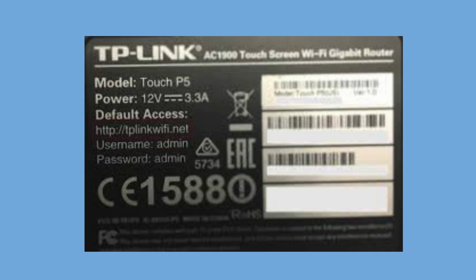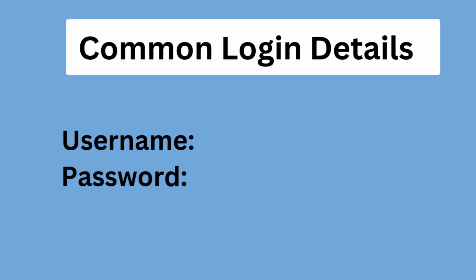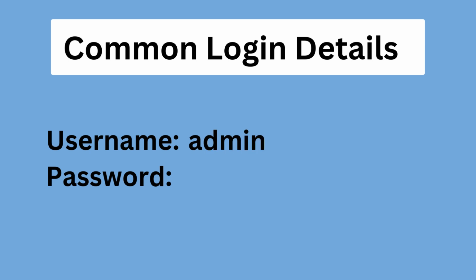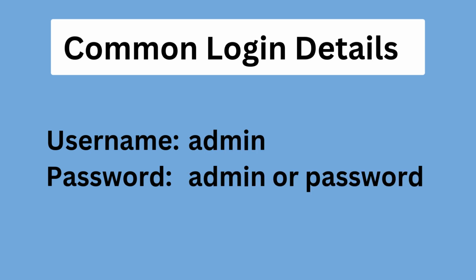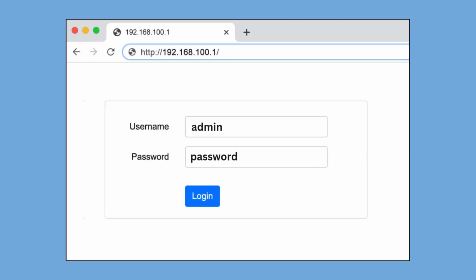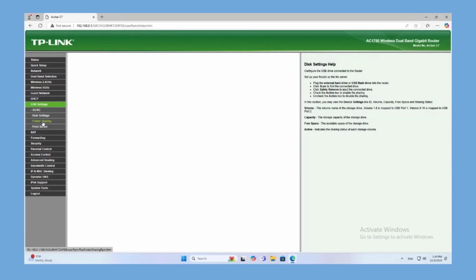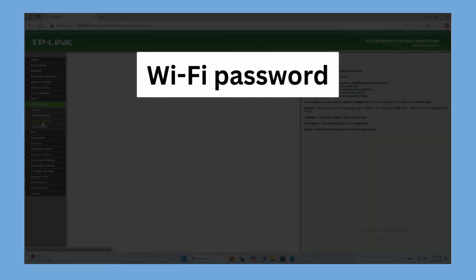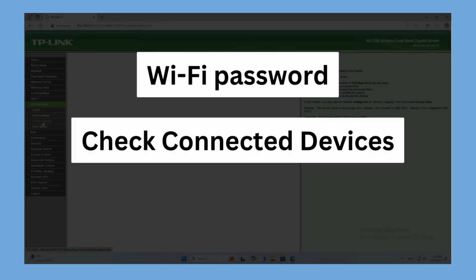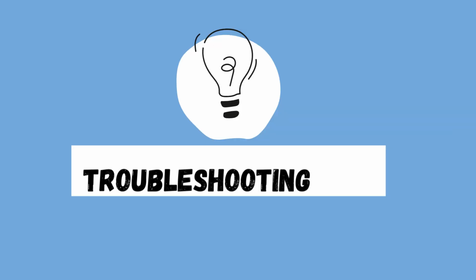The default login details are usually printed on the backside of your router or in the user manual. Common default username is admin and password might be password. After entering these credentials, click Login. Once you are logged in, you'll see the router admin dashboard. From here, you can change your Wi-Fi password, check connected devices, update firmware, and more.